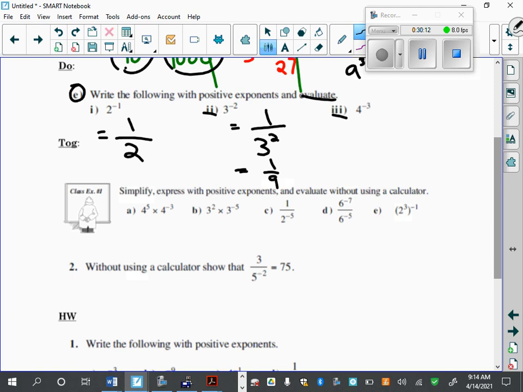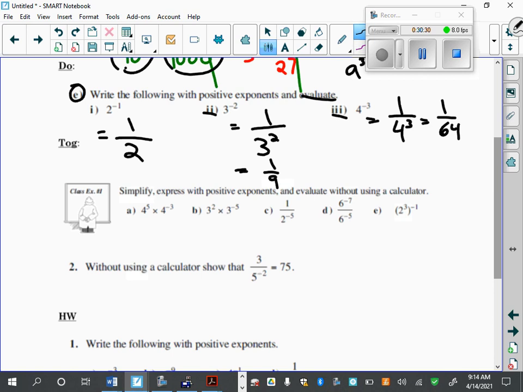So someone give me the final answer for this one. Yep, 1 over 16. Good job. Yep. So 1 over 4 to the positive 3, which is 1/64. Don't put 64. 64 is not the same as 1/64. You have to put the 1 over.